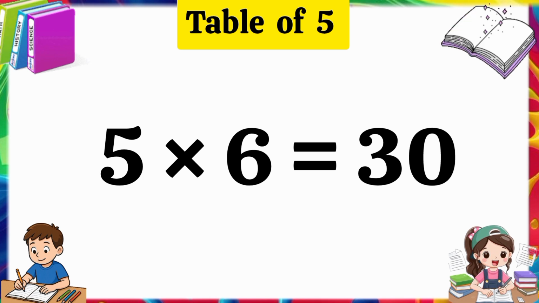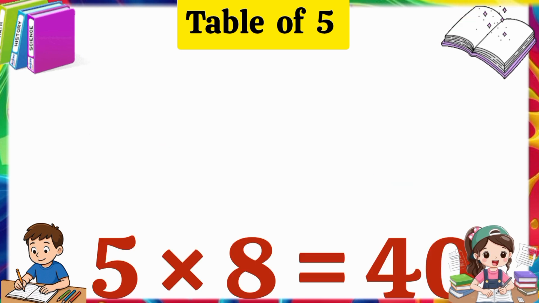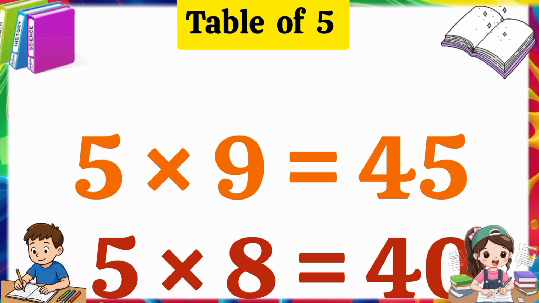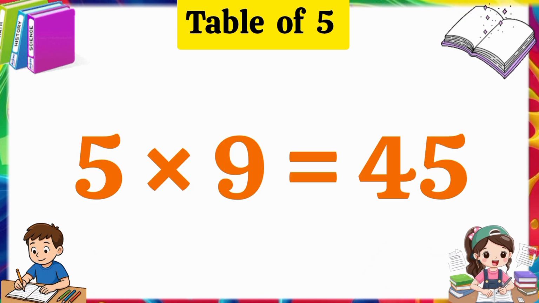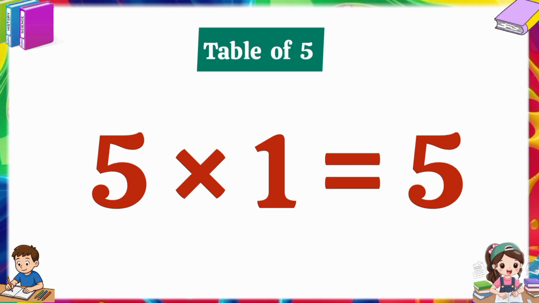5 times 6 equals 30. 5 sixes are 30. 5 times 7 equals 35. 5 sevens are 35. 5 times 8 equals 40. 5 eights are 40. 5 times 9 equals 45. 5 nines are 45. 5 times 10 equals 50. 5 tens are 50. Repeat after me loudly.